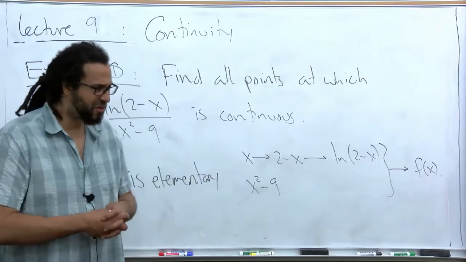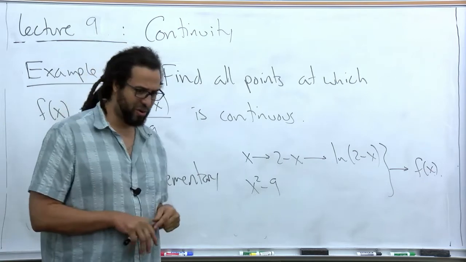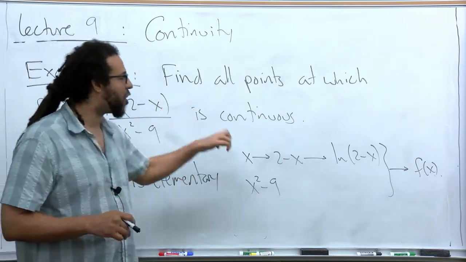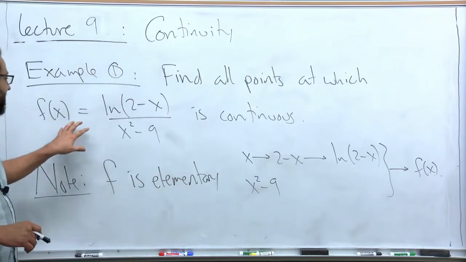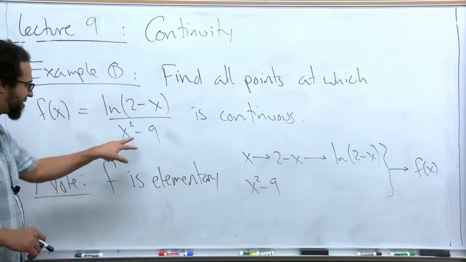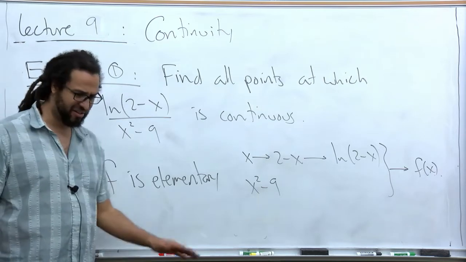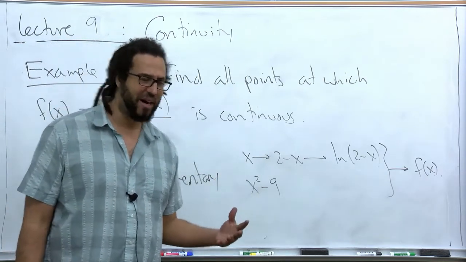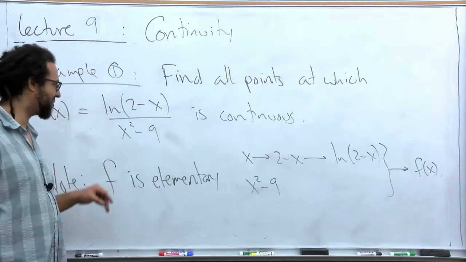So here's our first algebraic example. We want to discuss the continuity, or in this case, we just want to find all points at which this function, natural log of 2 minus x over x squared minus 9, is continuous. So the first thing we want to do is try to identify this as an elementary function.